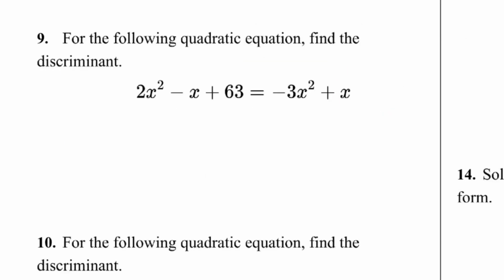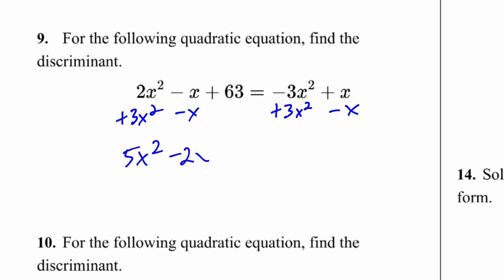For these, you first have to solve them for 0. So we're going to add 3x squared here and here. And I'm going to subtract x here and here. I'll just do it all in one step. That gives me 5x squared minus 2x plus 63 is equal to 0.